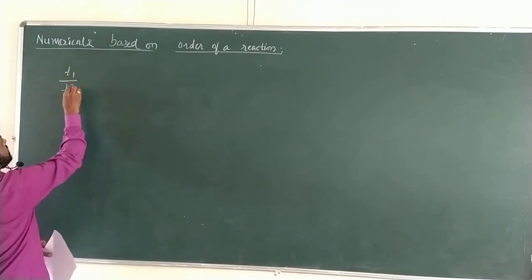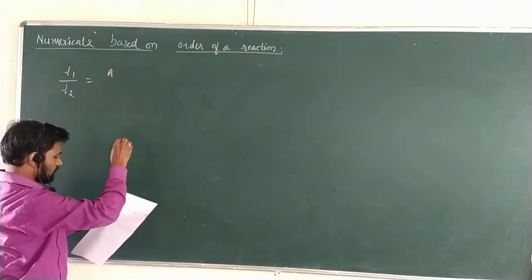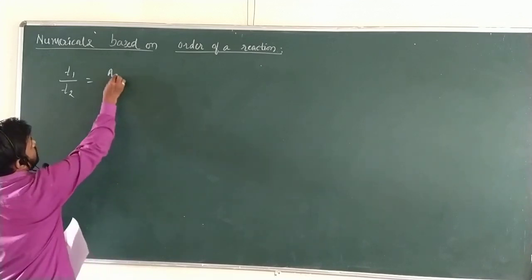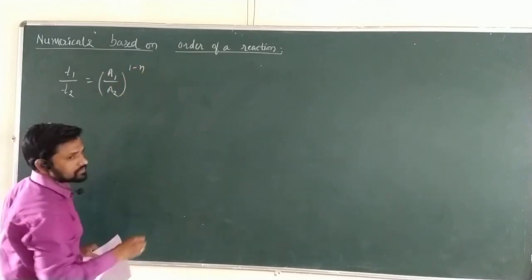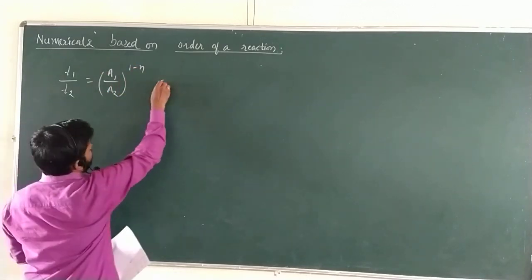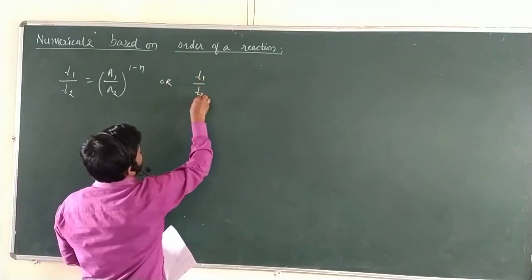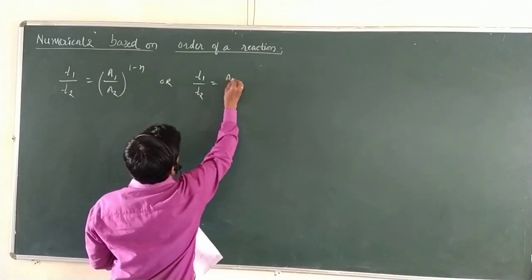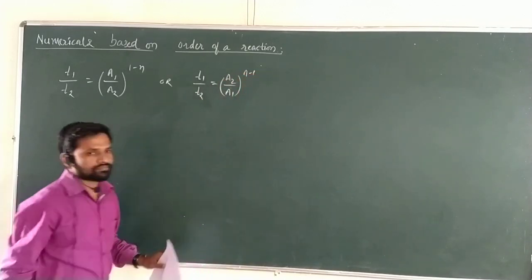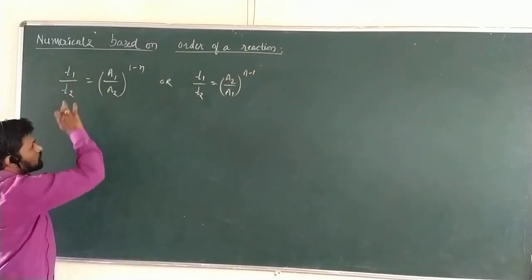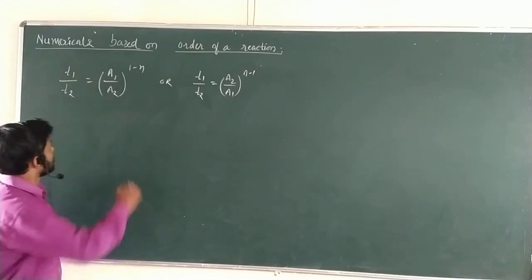T1 upon T2 is equal to A1 upon A2 to the power 1 minus n, or we can write it very simply, T1 upon T2 is equal to A2 upon A1 to the power n minus 1. Both are the same. Here T1 and T2, both the times, are the half-life periods.